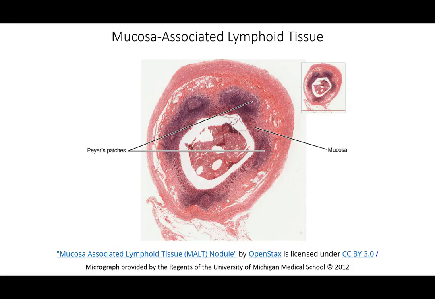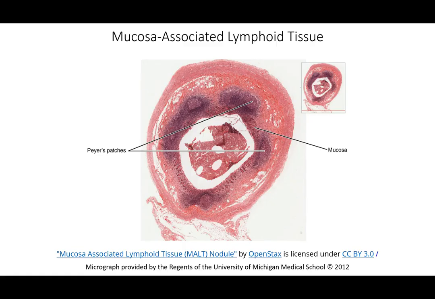Next up is mucosa-associated lymphoid tissue, or MALT. This is found specifically in the mucous membrane epithelial. It's found in really, really high numbers in the gastrointestinal system, but it's also found elsewhere in breast tissue, the lungs, and eyes.